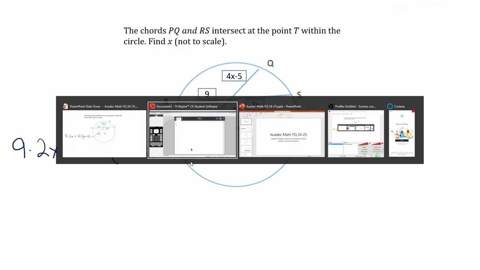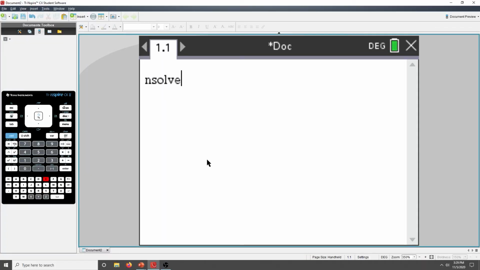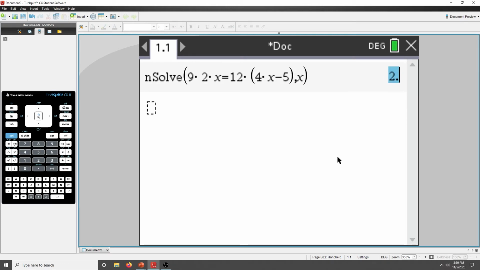Yeah, let's throw this into nsolve. So we have 9 times 2x equals 12 times, I believe it was 4x minus 5, yep, comma x, don't forget that, and we get 2. 2 is what x equals.